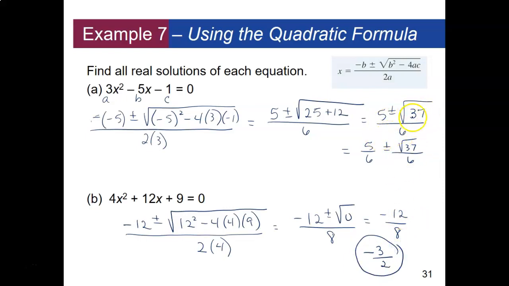One thing I failed to mention on WebAssign, when you're entering these answers, it may want it as 5/6 plus the square root of 37 over 6, 7 over 6. So it may ask you to separate it out like that to give it as your answer, because it doesn't give you the option of the plus or minus.